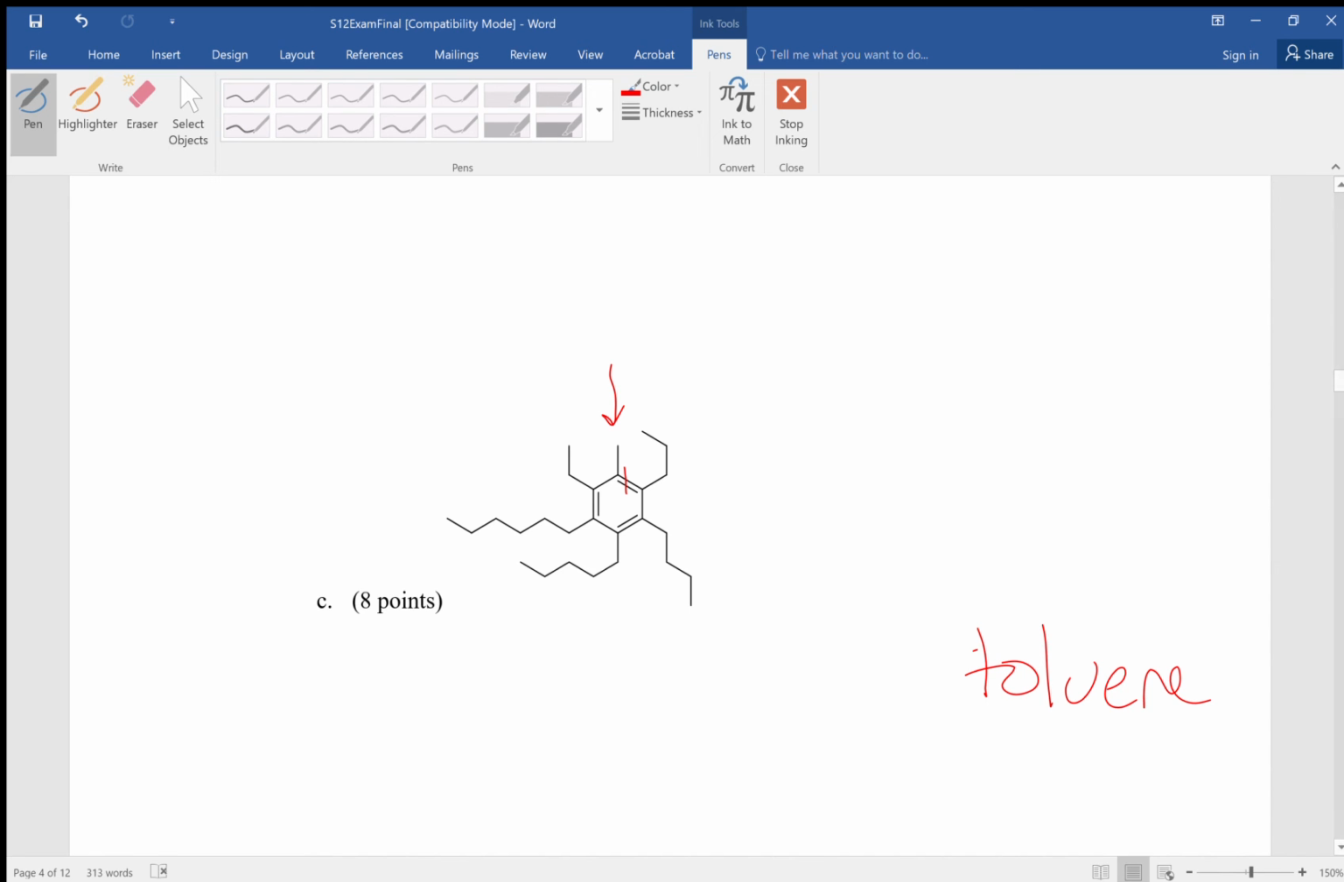From here, which way do we go? Do we go clockwise or counterclockwise? Well, in both directions, we have numbers on every substituent. So now we look at which substituent comes first alphabetically. If we go to the left, we have an ethyl group next. If we go to the right, we have a propyl group. So we go to the left.